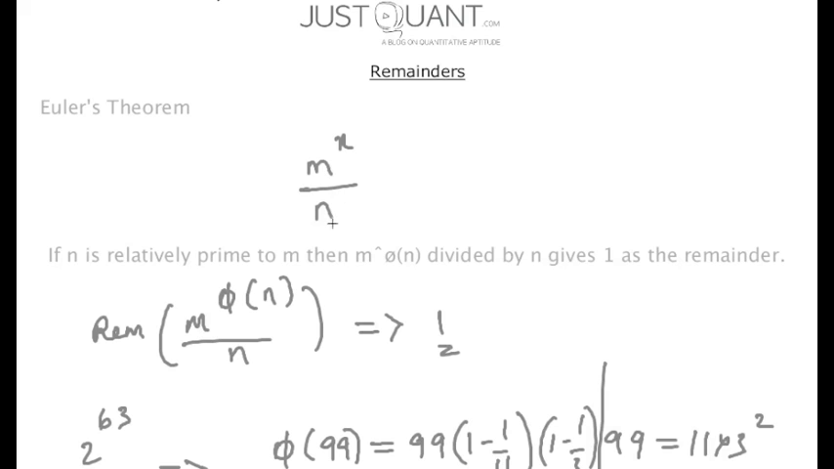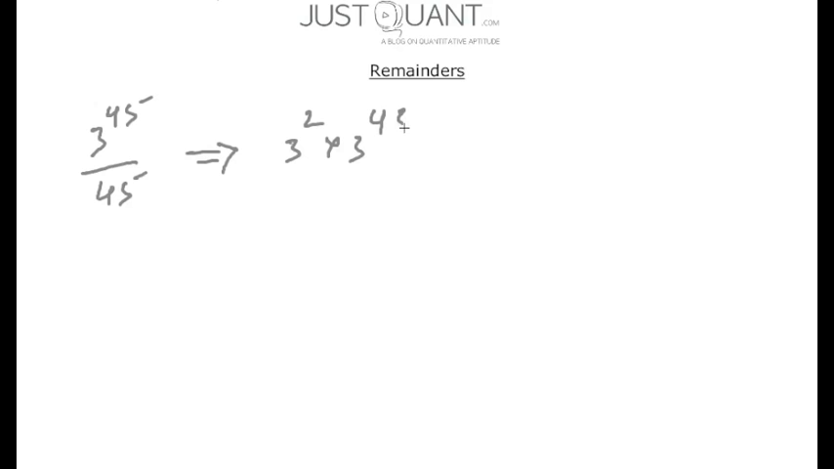But what if m and n are not coprimes, that is, they have a factor in common? Let's try to calculate the remainder of 3 to the power of 45 when divided by 45. In this case, both 3 and 45 are not coprimes. So what we do is, we'll write 3 to the power of 45 as 3 square into 3 to the power of 43, and 45 as 9 into 5. So the common factor in the numerator and the denominator is 9.